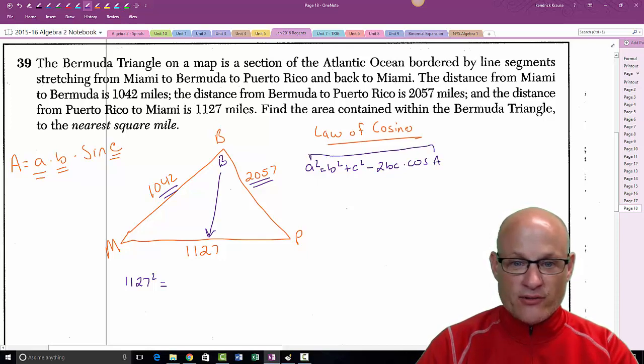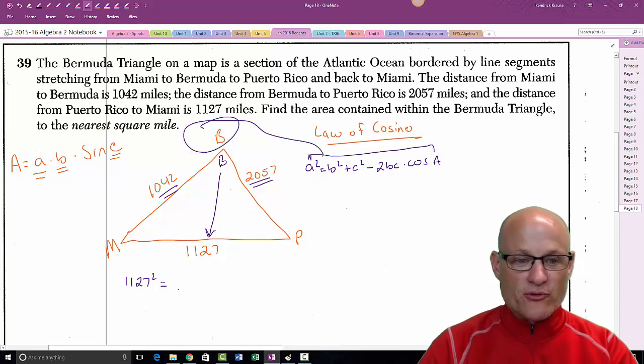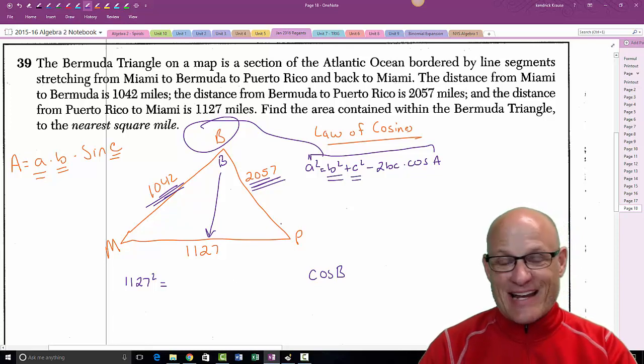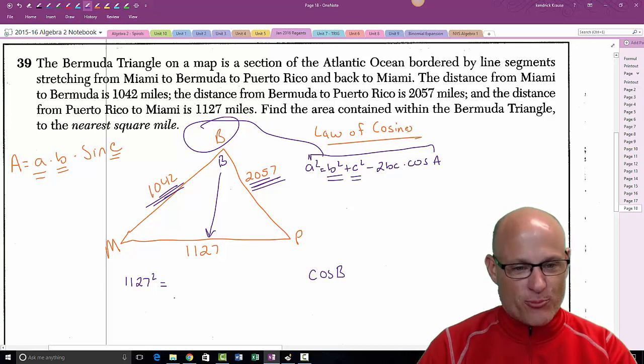Well, these two things are what I'm going to be using B for. So over here is going to be the cosine of B. And then I'm just going to use these two sides as the other two sides. That's what these two sides are going to be. Again, this is not a teaching video. It's showing you how to do the problem.